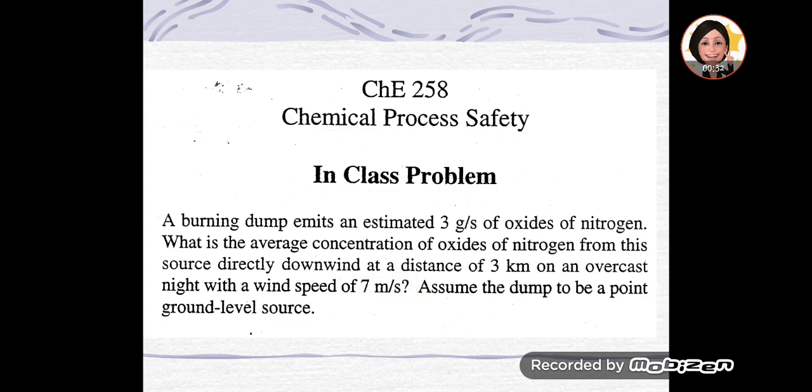Firstly, when it's a burning dump that is emitting, it is usually a plume. You see a continuous flow of emission. The other important information is the overcast night. This is the information we're going to use to find the stability class.